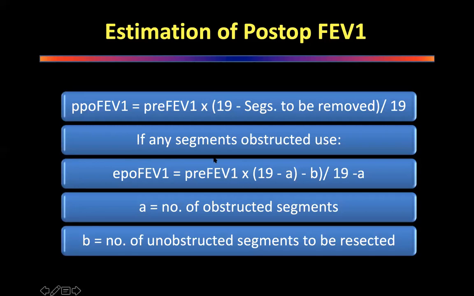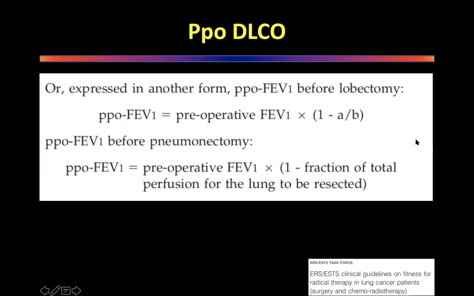Okay. So pre-operative FEV1 into 19 minus segments to be removed, which is T, and divided by R, which is whatever is the number that is left behind. So similar way, it's a different representation of the same problem. If you really go back and look at the two things, it's kind of difficult to understand when the lecture is going on, but when you go back, you will realize it is exactly the same situation.